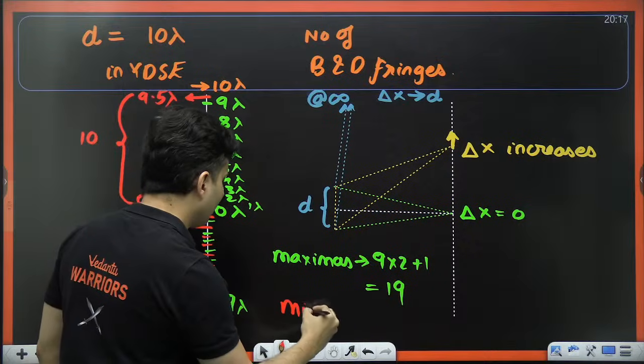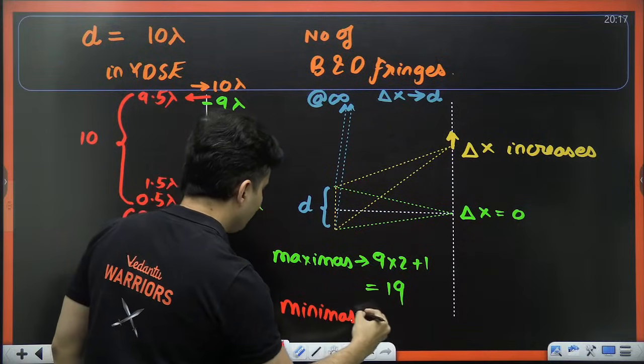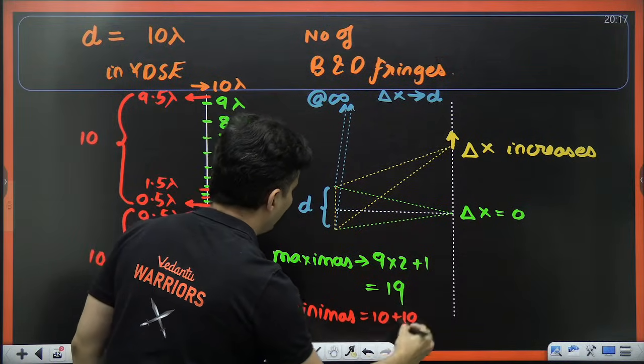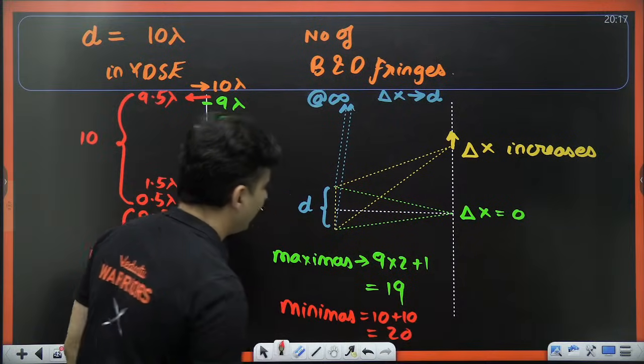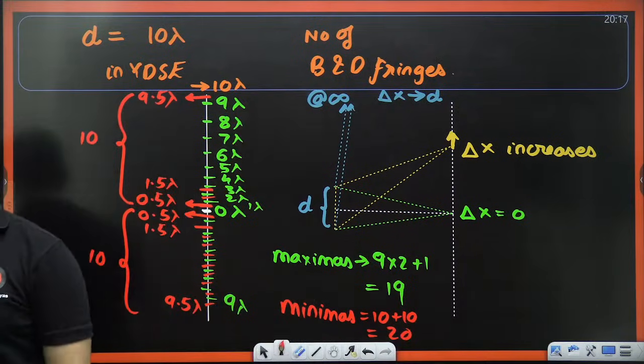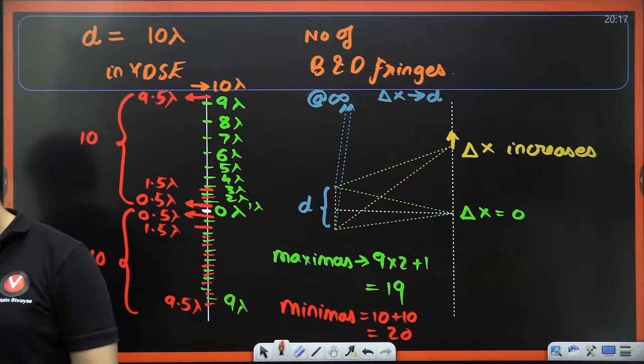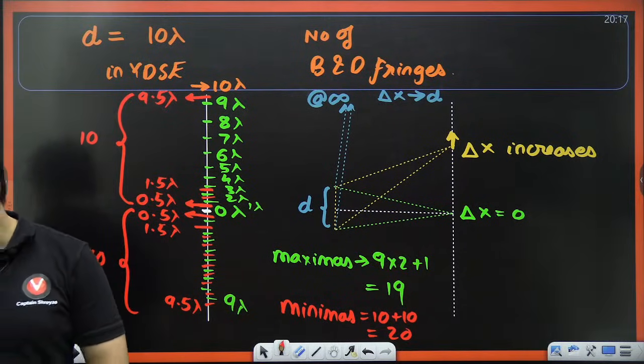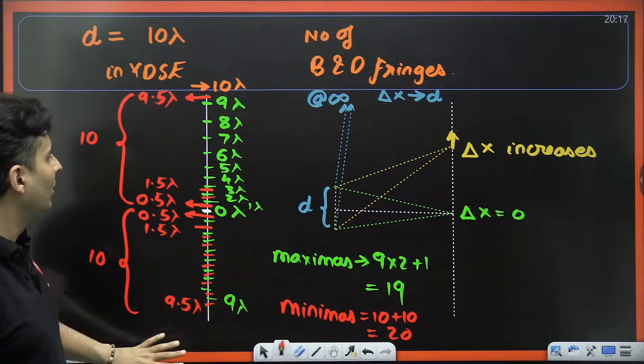So the total number of minimas will be 10 on the top, 10 below, nothing at the center. So that will be 20. That's how you count it. Very good, my dear students. This is how you do the counting.